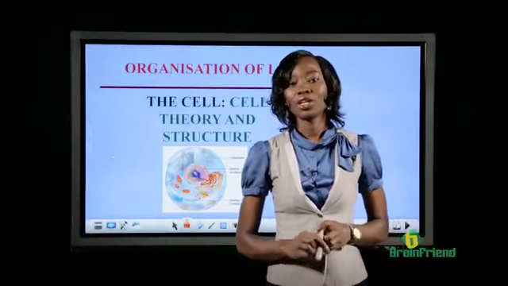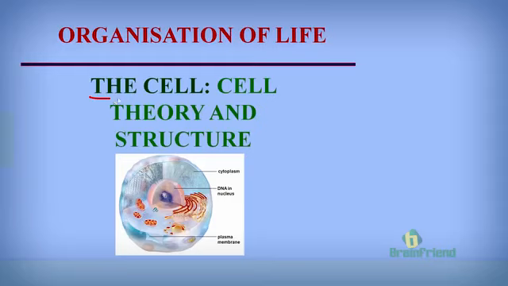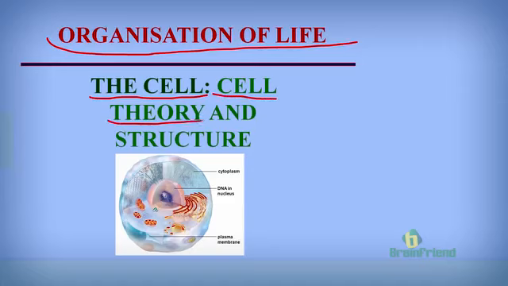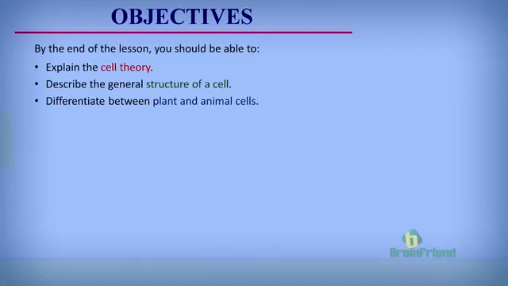Biology class. The topic before us is the cell. This is the second part of this lesson. This topic is found in the theme, Organization of Life. In this part, we'll be looking at the cell theory and cell structure. By the end of today's class, you should be able to define cell theory, explain what a cell theory is. You should also be able to describe the general structure of a cell and differentiate between plant and animal cells.